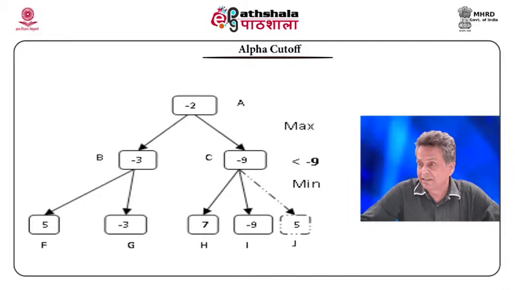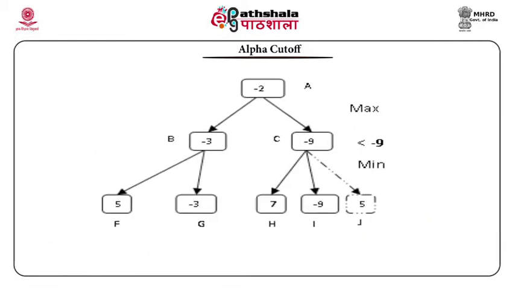And the other reason is that I have -3 already. See, I'm a player. I have B and C, two choices. And if I play B, I'm guaranteed to get -3. Okay, I'm guaranteed to get -3 or more. If the opponent makes a mistake, I may even get 5. So I have that option. I'm not going to play C. What's the point? Because it's quite worse. -9 is worse than my -3. So I'm not going to play C. So there is no point exploring J. Now when you provide this cutoff at a minimizing level, it is called alpha cutoff.